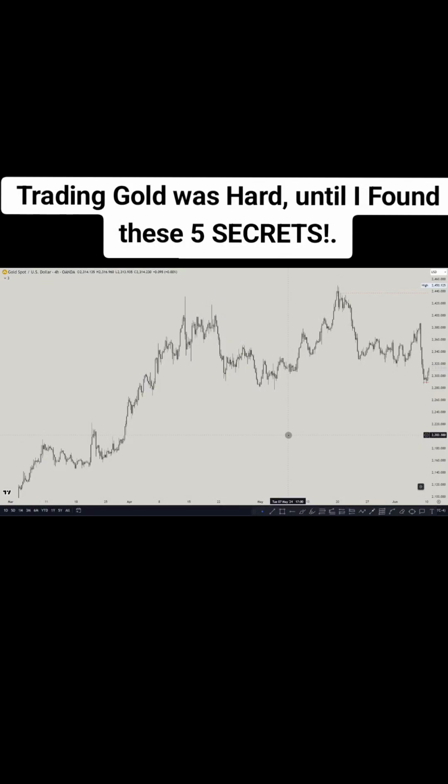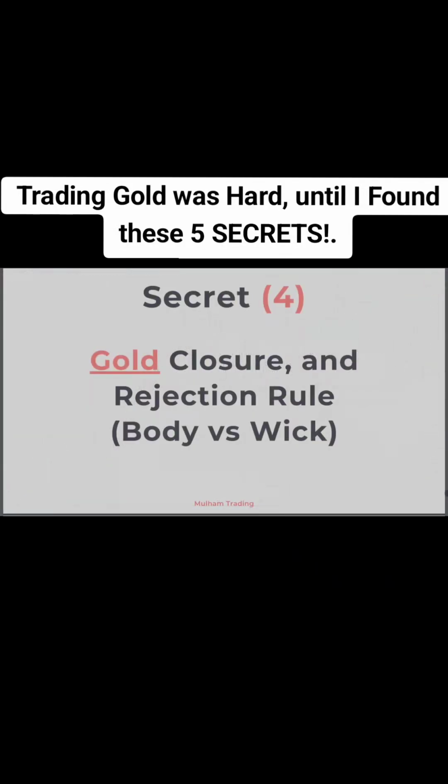So make sure to understand and focus also on the structural liquidity, the same as the inducement liquidity, but I decided to mention this here because not a lot of people are familiar with the structural liquidity. Secret number 4, and in my opinion this is one of the most important concepts, not only in gold trading but in all of the other pairs and trading in general.